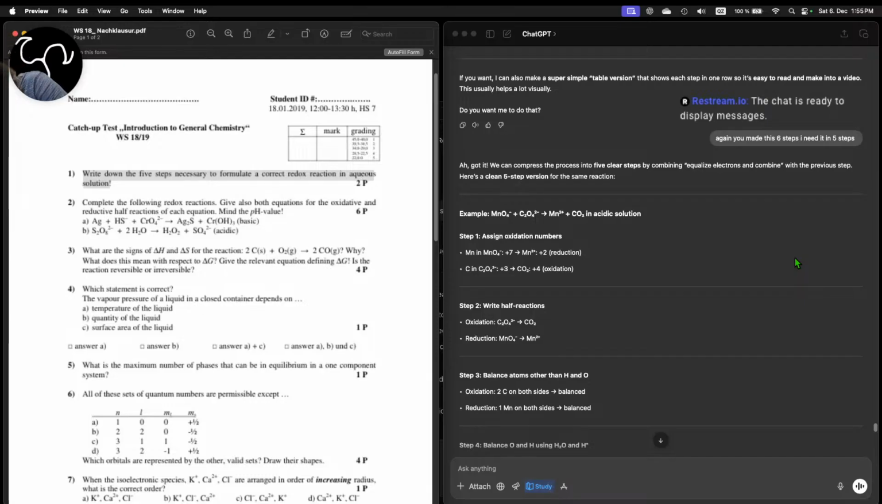MnO4 minus plus C2O4 2 minus gives Mn2 plus plus CO2, in acidic condition.